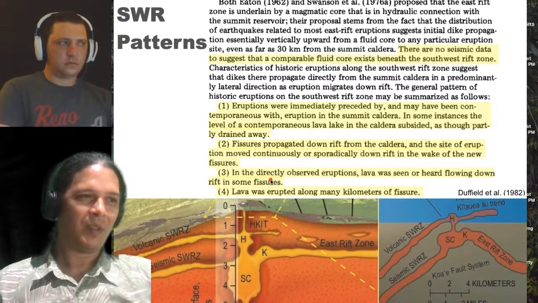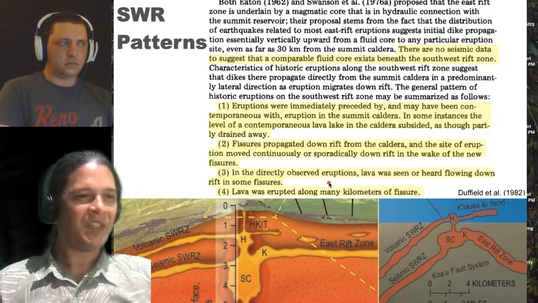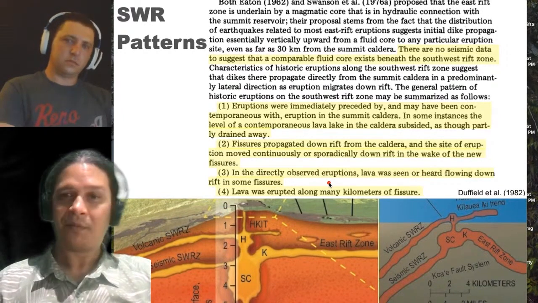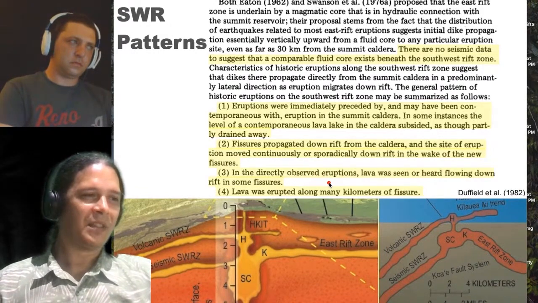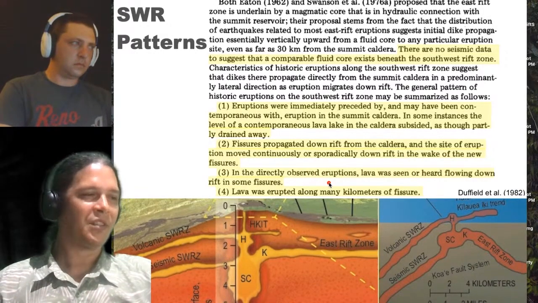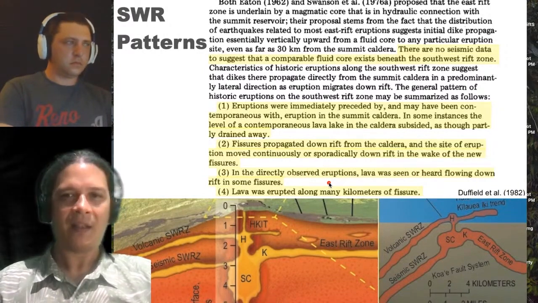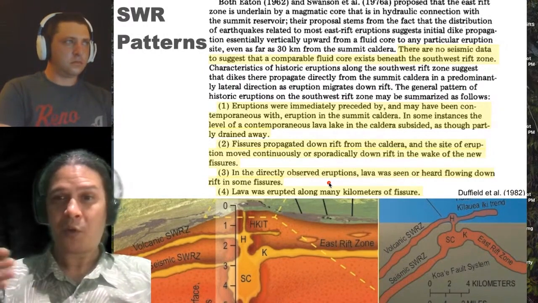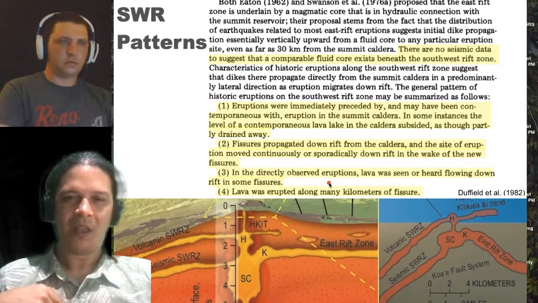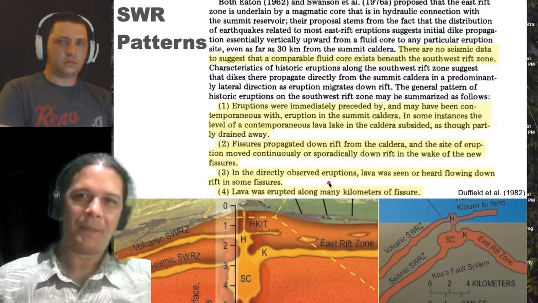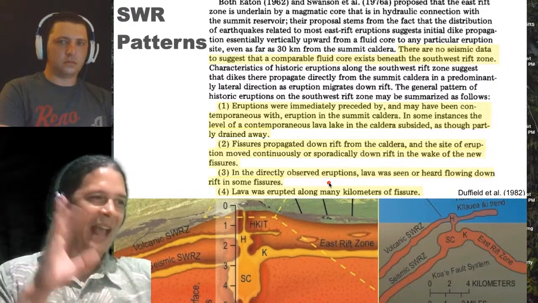Number three, in the directly observed eruptions, lava was seen or heard flowing down rift in some fissures, right? So it's not pressurized in that crack where it's frothing from 3 kilometers down and it's going to fountain out of the crack. It's actually able to flow in the crack within sight from someone standing on the surface and not be fountaining out of the crack, right?